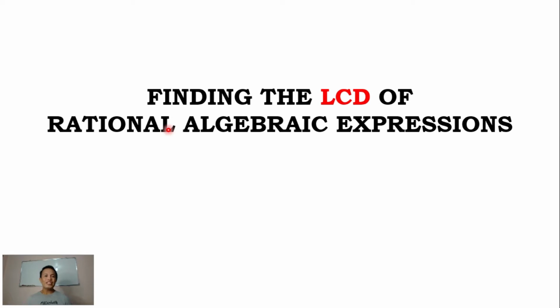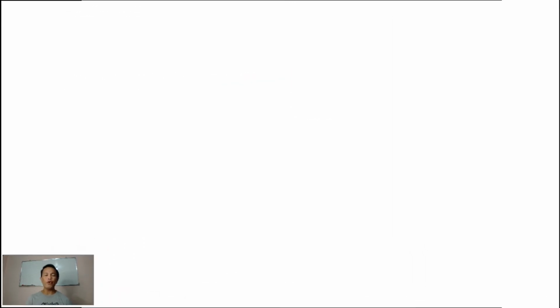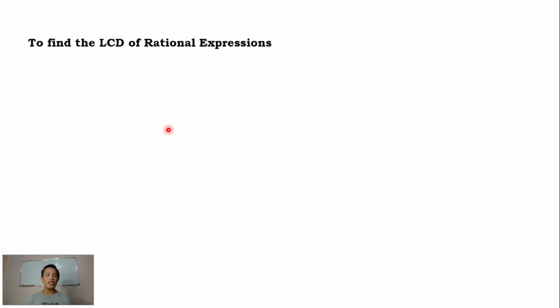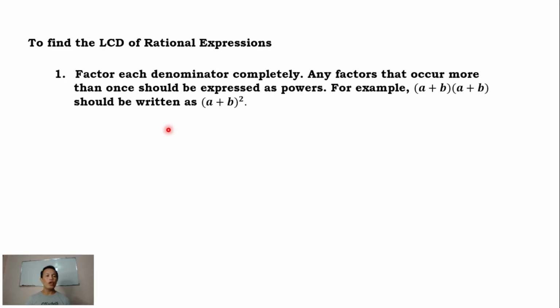Finding the LCD of a rational algebraic expression. How do we find it? Before we proceed to our example, we have to take note of these rules. Number one, when we find the LCD, we have to factor each denominator completely. Any factors that occur more than once should be expressed as powers. For example, we have a plus b times a plus b. This can be expressed as a plus b quantity squared. So again, number one, we factor each denominator completely.